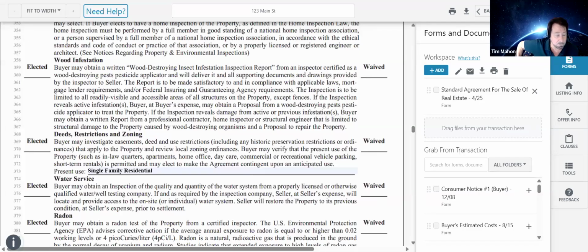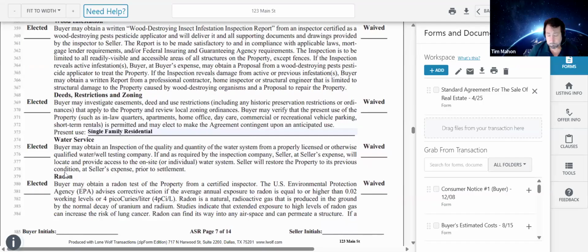In that case, for protection of my buyer, I would make this elected, where they can investigate easements, deed and use restrictions, including any historic preservation restrictions or ordinances that apply to the property, and review local zoning ordinances. Buyer may verify that the present use of the property, such as in-law quarters, apartment, home office, daycare, commercial recreational vehicle parking, short-term rentals, is permitted, and may elect the agreement contingent upon an anticipated use. Present use is that. So you would elect it in that case. So does that mean most of the time that's going to happen? No, most of the time you're going to leave that blank.